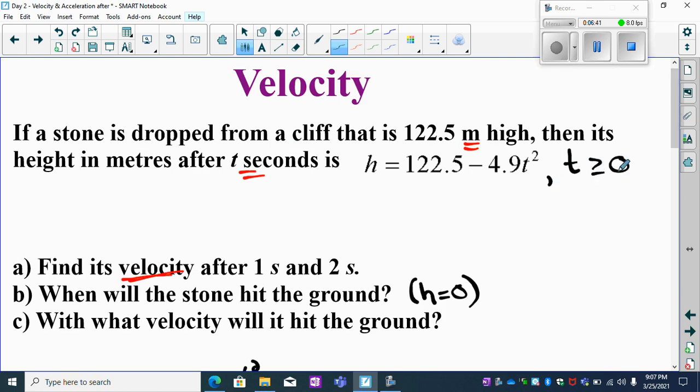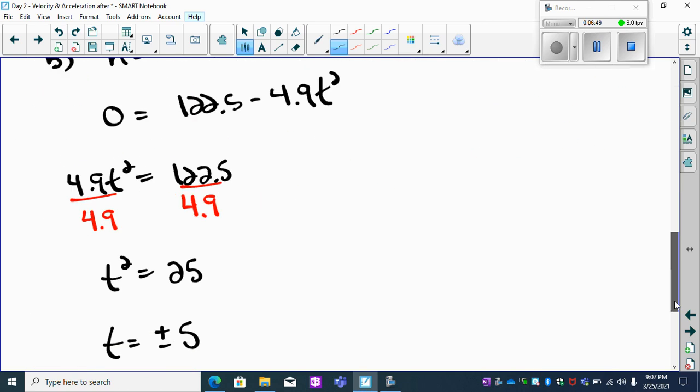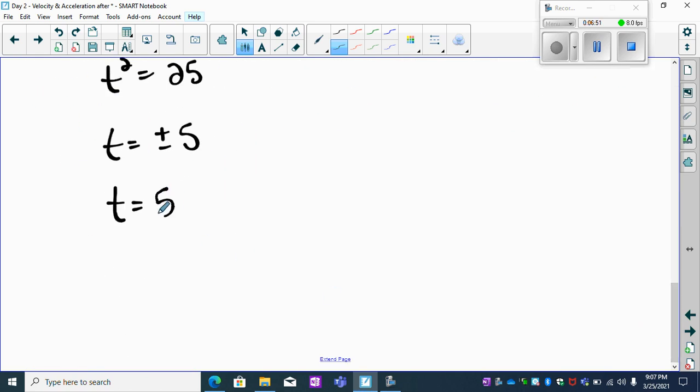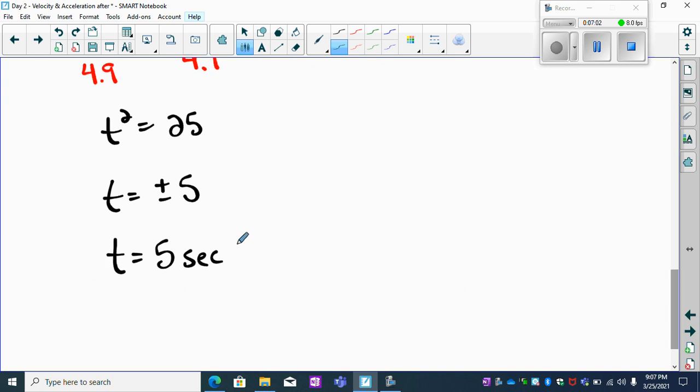Okay, especially when we're talking about time. Time is, we usually think of time as being positive, not getting into negative time. It doesn't always show that, okay? But if it does for sure, then we would choose a positive time. 5 seconds. So to answer the question, when will the stone hit the ground? I would say the stone will hit the ground in 5 seconds.